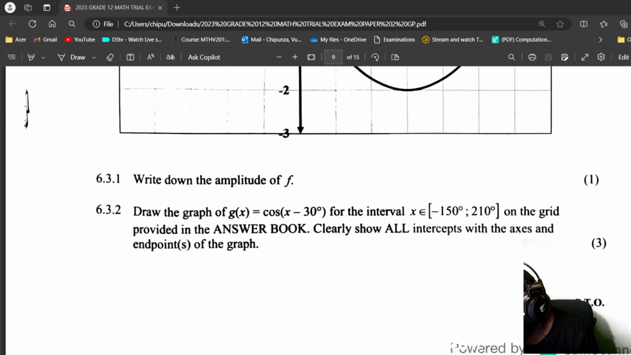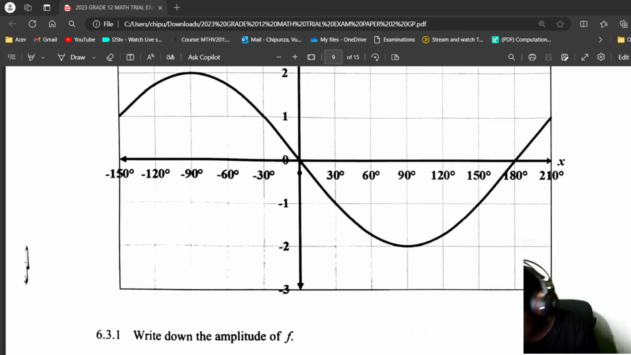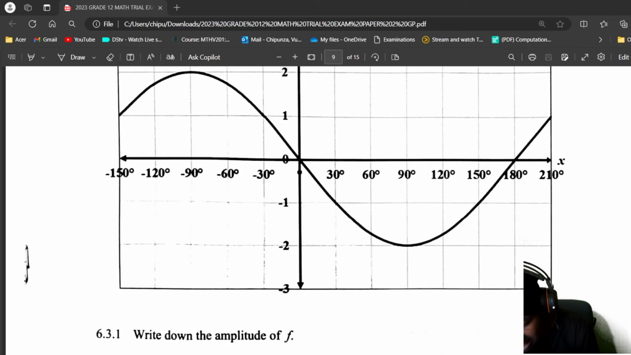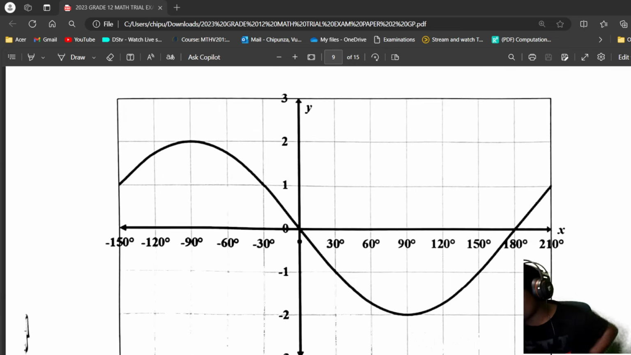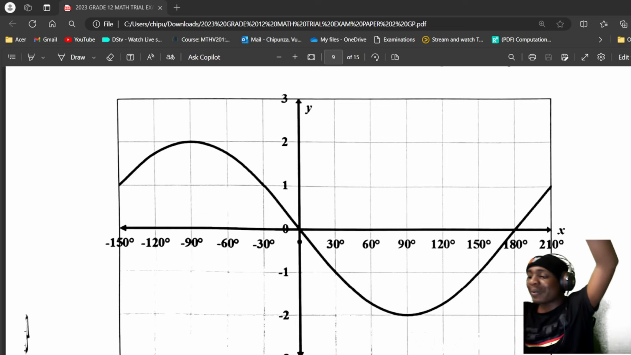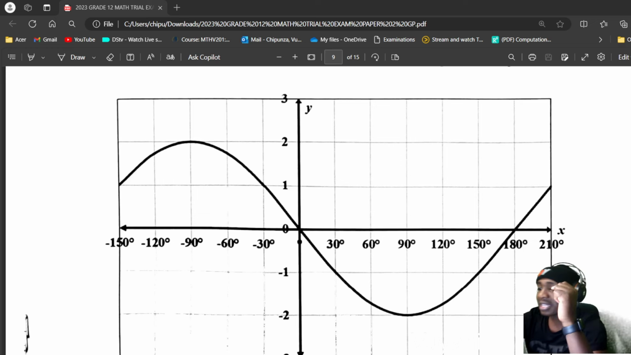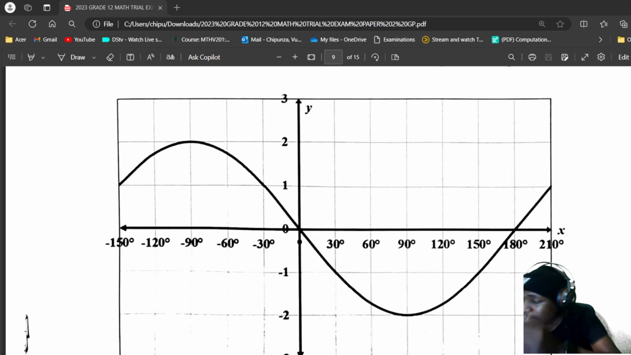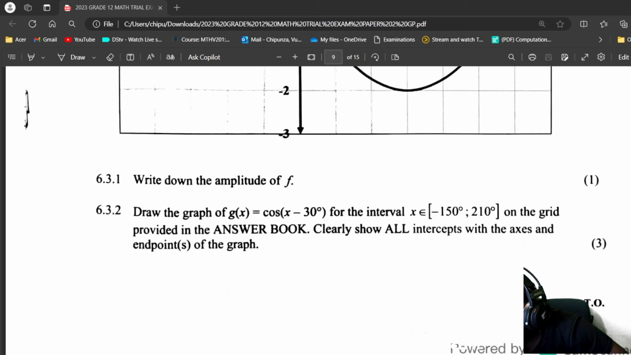Write down the amplitude of f. That's 6.3.1 over there. Guys, that's easy stuff. We can write down the amplitude. We can see that the graph goes from 0 up to 2 at the maximum point, so our amplitude is just going to be equal to 2.